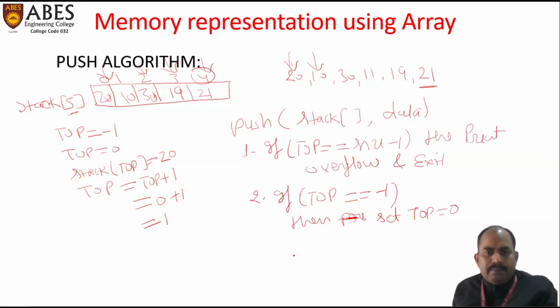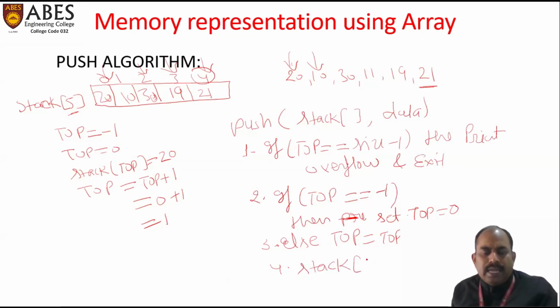or it can be that there is already some value of top, and in the next case we have to see what will be the next value of top. So else, what we do, we simply increment the value of top. Top is equal to top plus 1. At the fourth step, we have to insert the data at this top position. So we have to take the stack data structure here. Stack at top is equal to data.